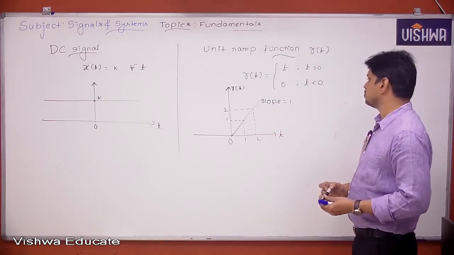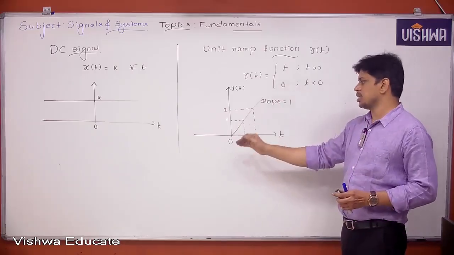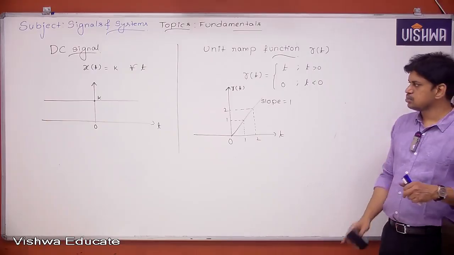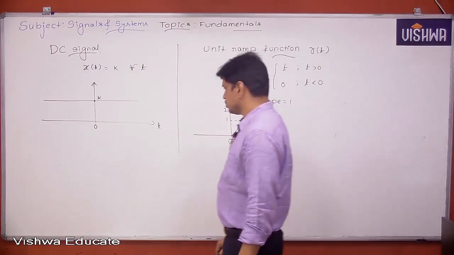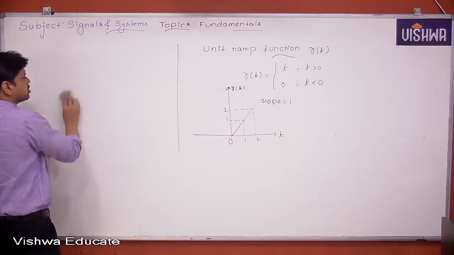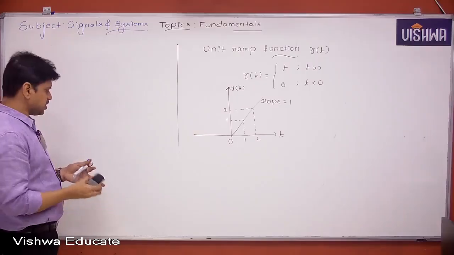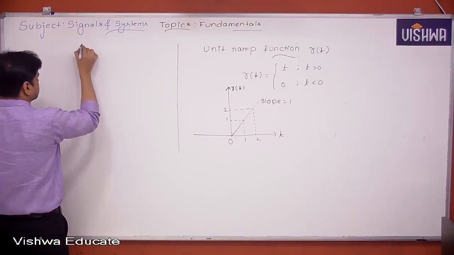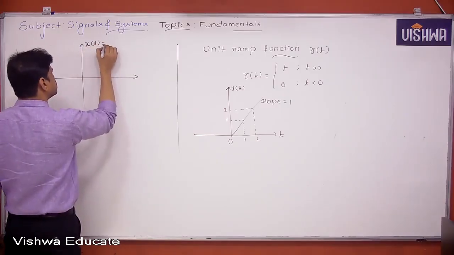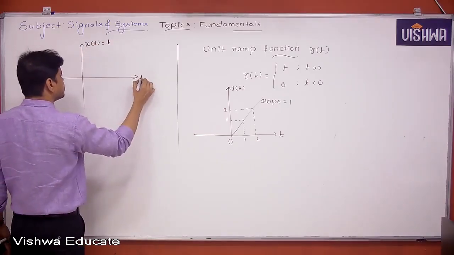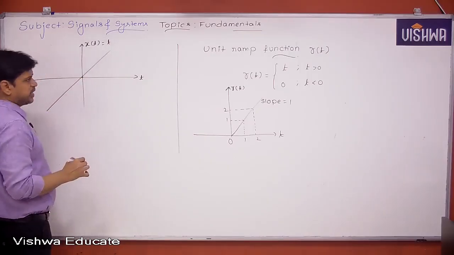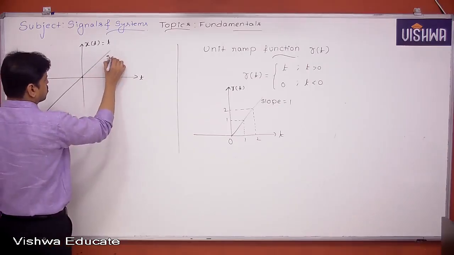Make a note. Straight line passing through origin, but existing only for positive values of time. Suppose if I write the curve y is equal to x, that means simply x of t, which is nothing but t. That means the curve value itself is equal to t, so we don't have any boundary. It exists for positive and negative values of time, whose slope is equal to 1.